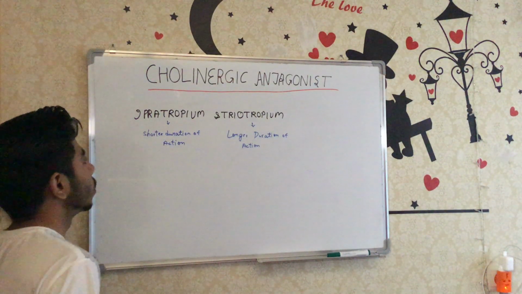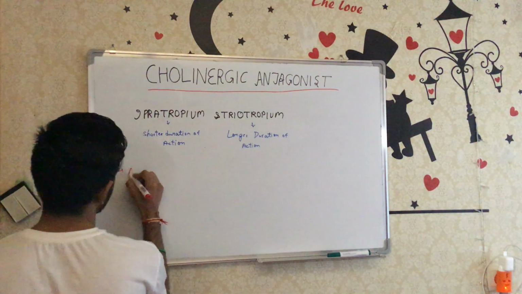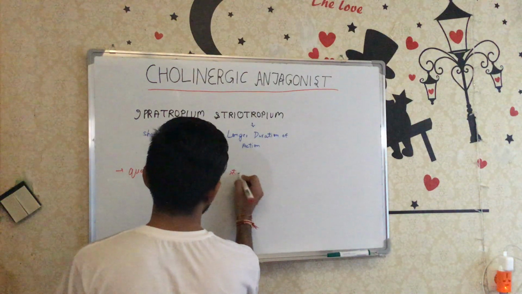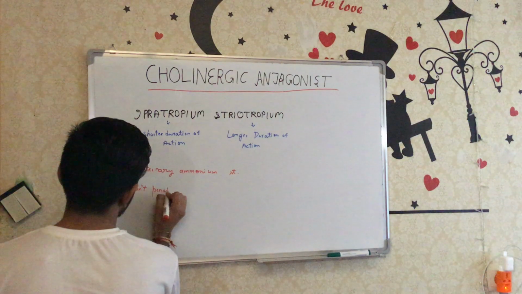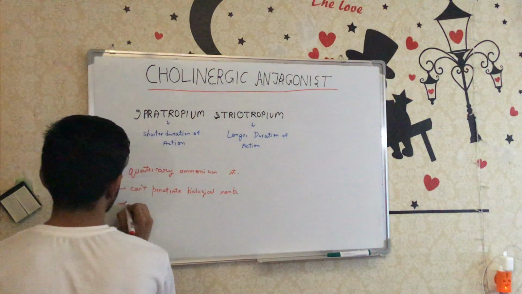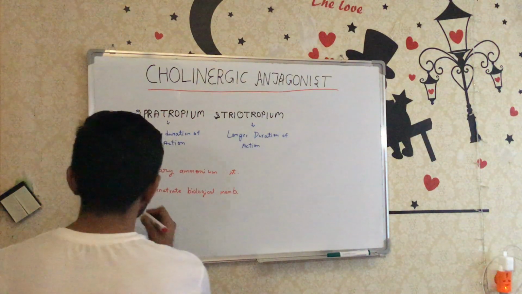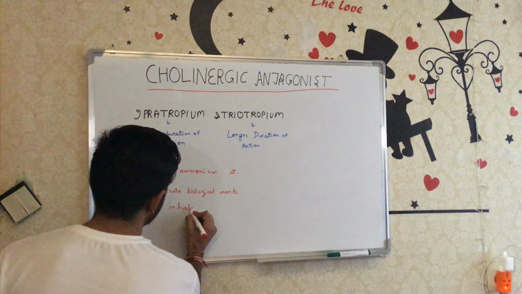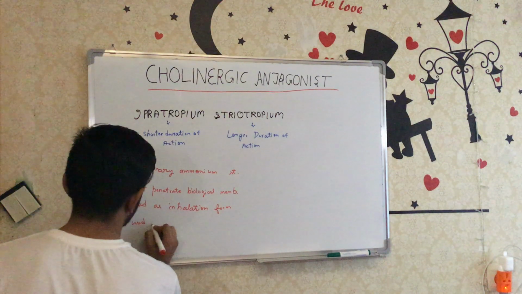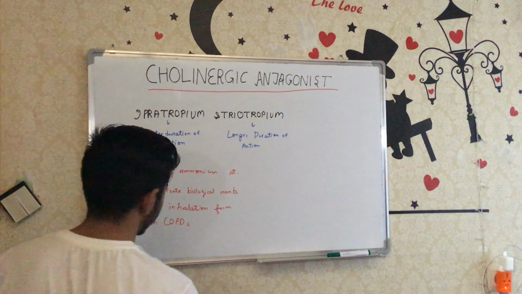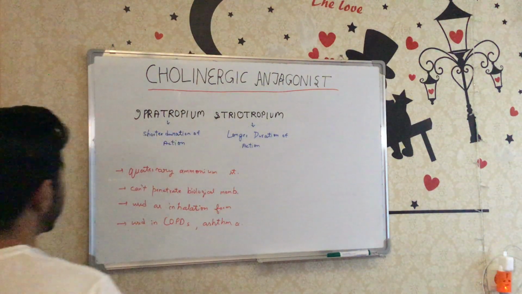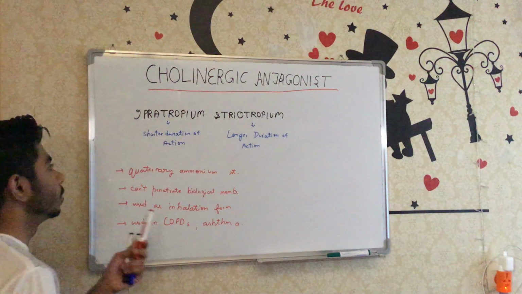Now, ipratropium has a quaternary ammonium structure, that's why it can't penetrate biological membranes, as far as ipratropium is concerned. And it comes in an inhalational form. What is the purpose of using this? As I already told you, they are used in COPD, chronic obstructive pulmonary disease, and asthma, because they cause bronchodilation. So these were some words about ipratropium and tiotropium.